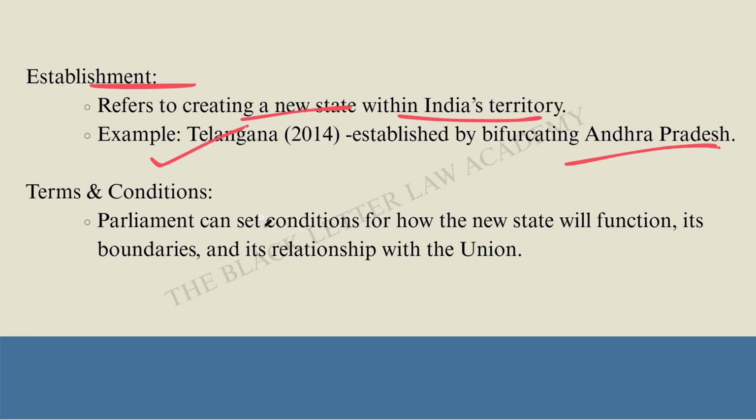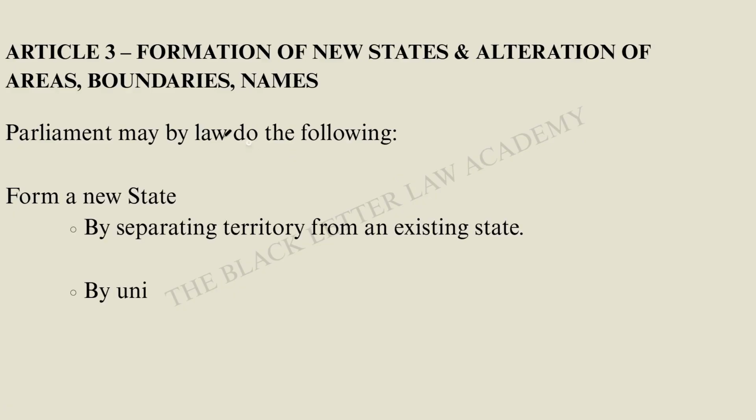Okay, then Article 2 also allows Parliament to fix terms and conditions. This includes new states' boundaries, functioning and their relationship with the Union. So remember this point, only the Parliament has the authority to admit and establish new states in India.